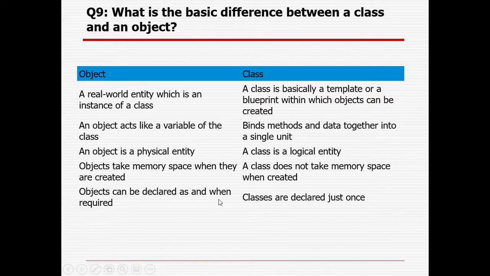An object can be declared as and when required. So you can create multiple objects of a single class, right? But a class is declared just once.